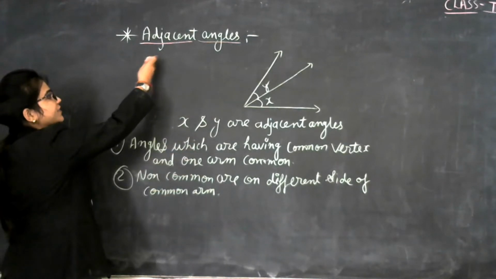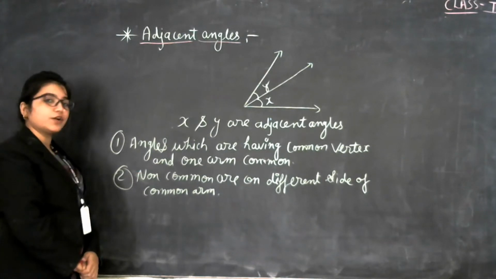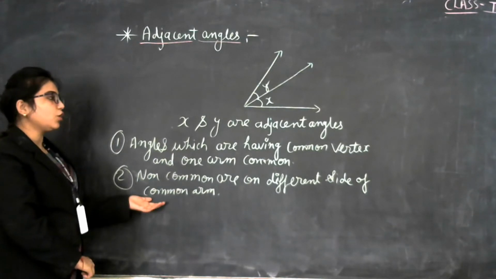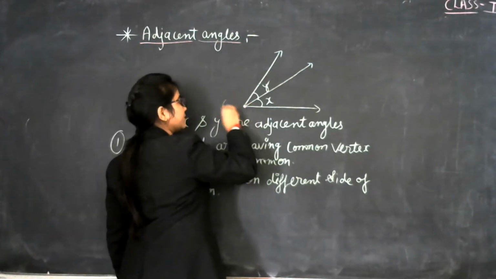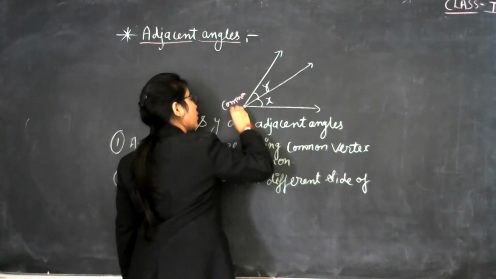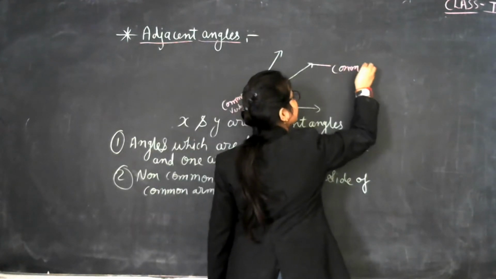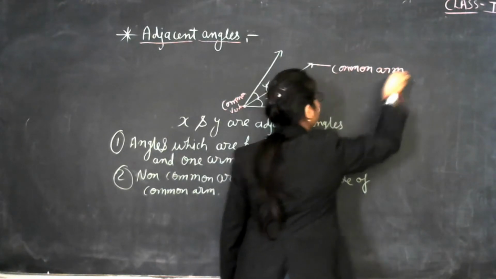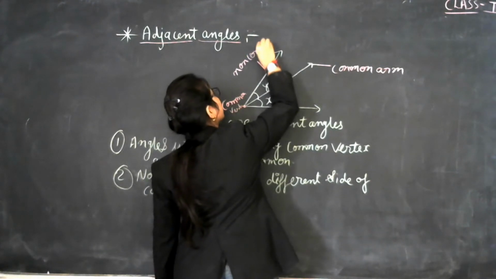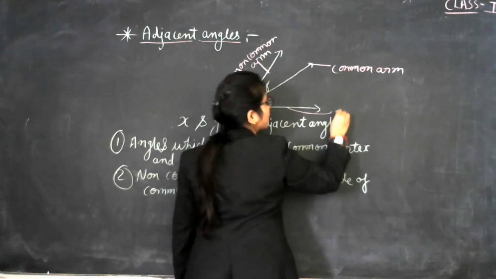The next topic is adjacent angles. There are two conditions for adjacent angles: the angles have a common vertex and one common arm, and the non-common arms are on different sides of the common arm. So this is the common vertex, this is the common arm, and these are the non-common arms.